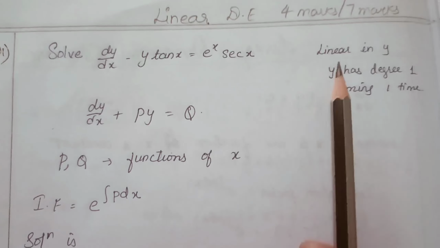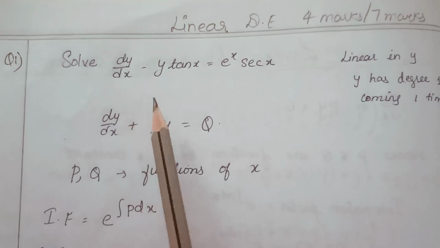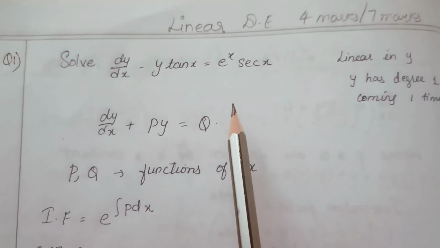Linear differential equation for 4 marks or 7 marks. Okay. Question number 1. Solve dy by dx minus y tan x is equal to e power x secant x.